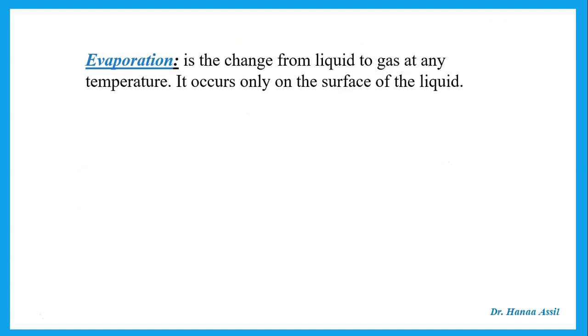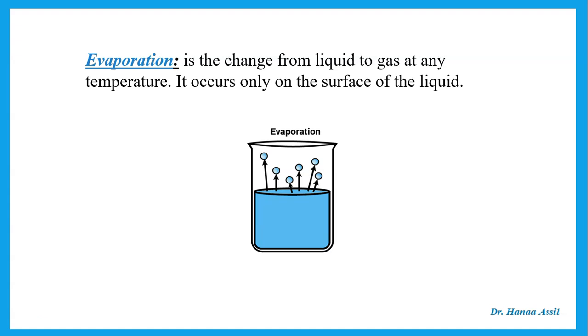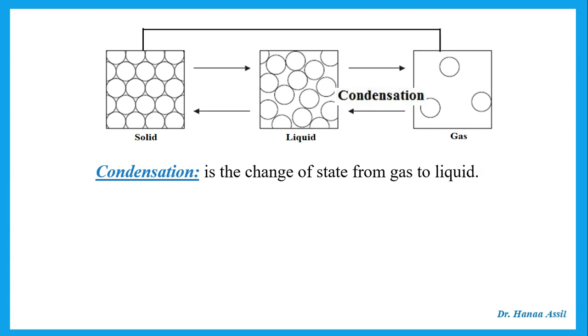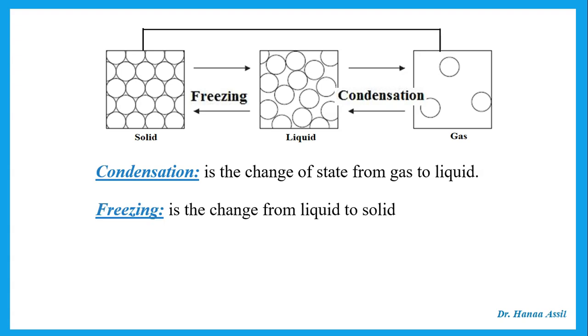And we said the difference between boiling and evaporation. Evaporation is again change from liquid to gas, but this is at any temperature. Boiling was at fixed temperature, and evaporation occurs only on the surface of the liquid. Please remember all of this. So going back from gas to liquid, condensation. So condensation is the change of state from gas to liquid, and in these cases please pay attention to the direction of the arrow. Going from liquid to solid, that is freezing. So freezing is the change from liquid to solid.